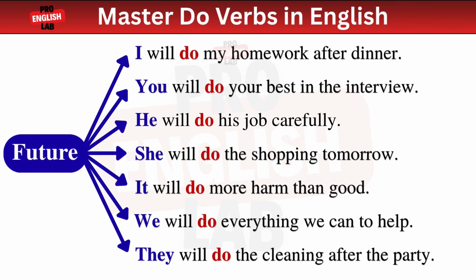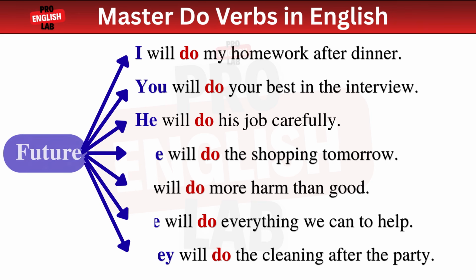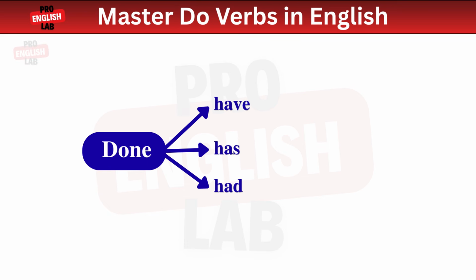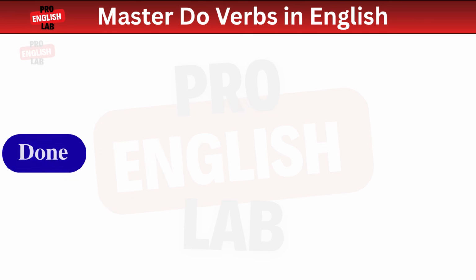Now, let's learn another important form of the verb do. Done. Done is the past participle form of do. We use done with have, has, or had in perfect tenses. Let's look at some examples.